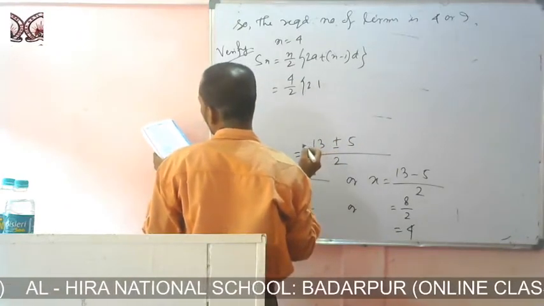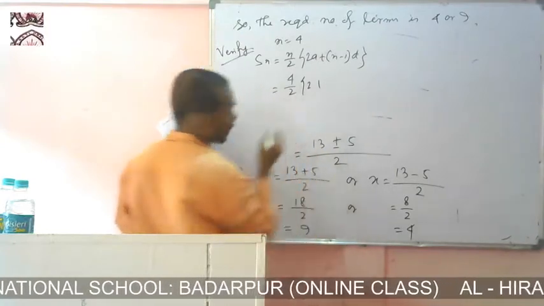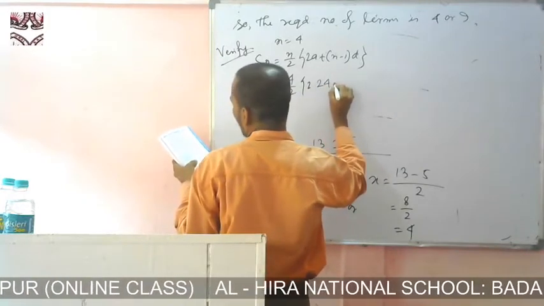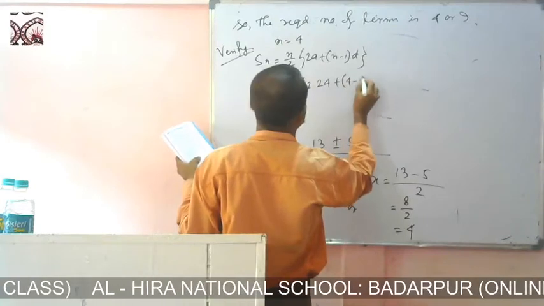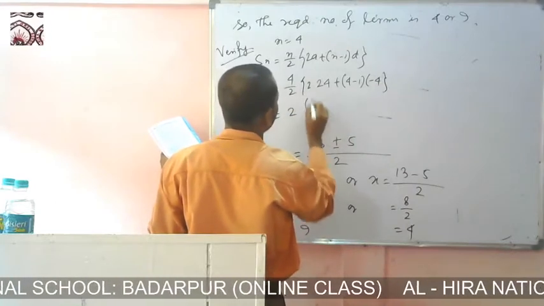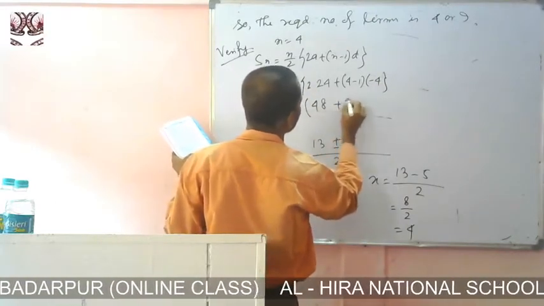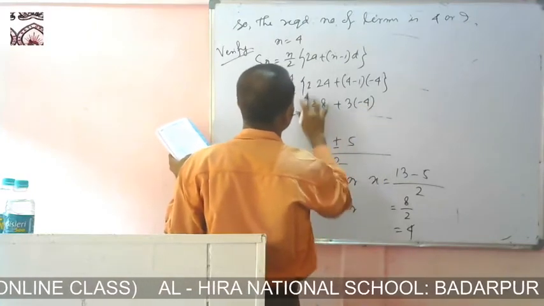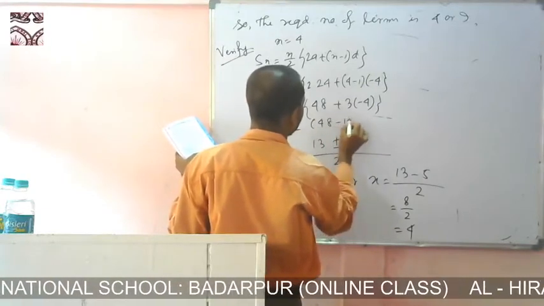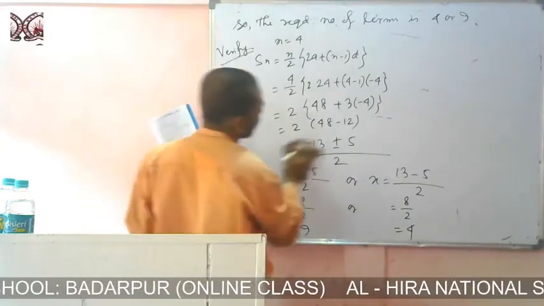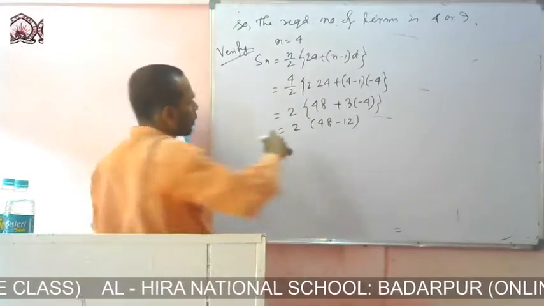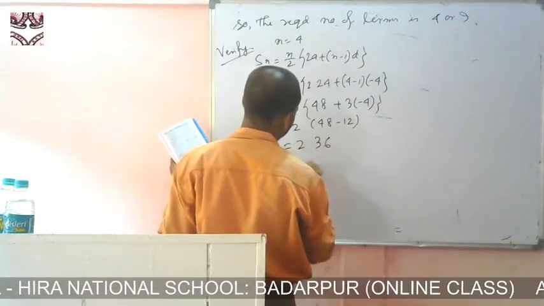Sn is equal to 4 by 2 into twice a. The first term is 24, so 2 into 24 plus n is 4 minus 1 and d is minus 4. So it is 2 into 48 plus 3 into minus 4, then 2 into 48 minus 12. 48 minus 12 is 36. Then 2 into 36 is equal to 72.